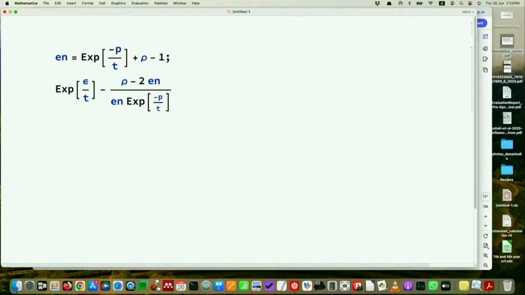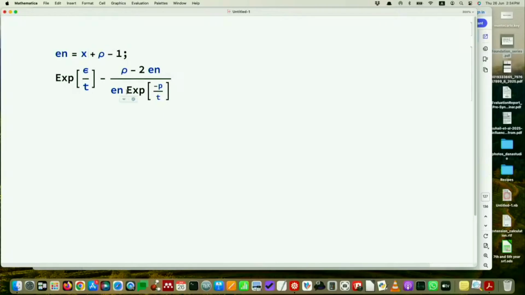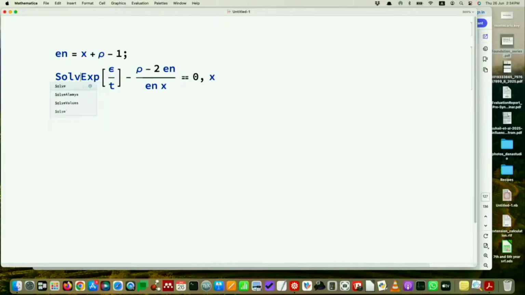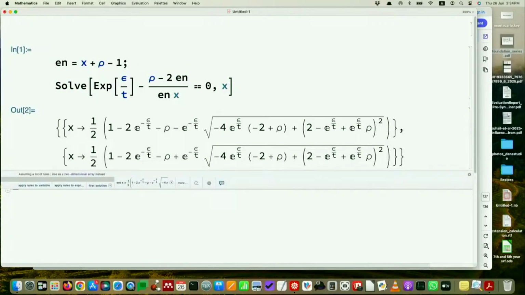I'm looking at the other expression here, and what I want to find is pressure as a function of rho and temperature. Okay. So since e to the power minus p by t comes, I'll call that x. So I will remove this and put x here, and I will put x here. So I want to solve this equation equal to 0 for x, and it's a quadratic equation, and you have solved.